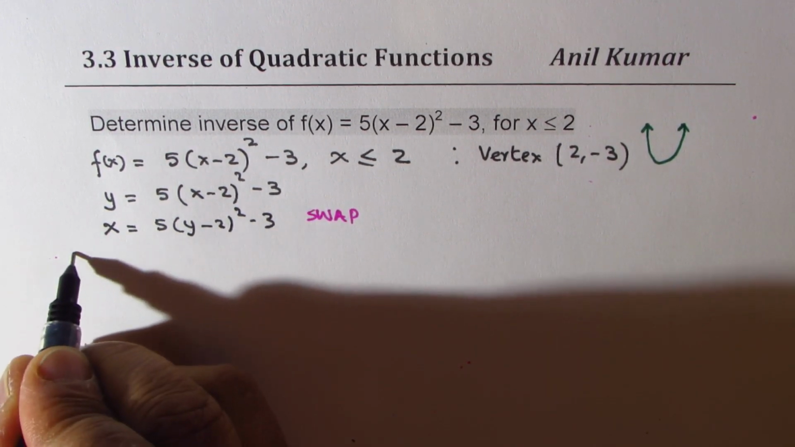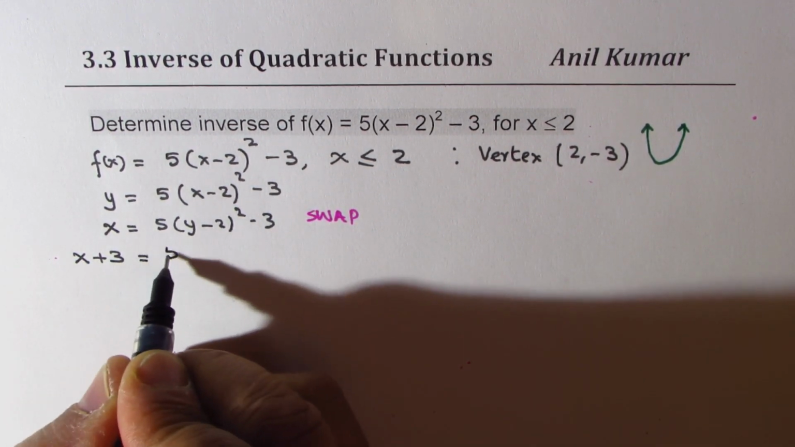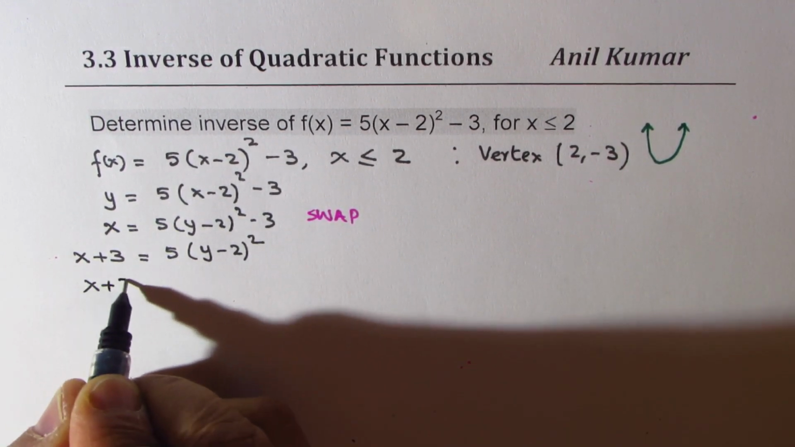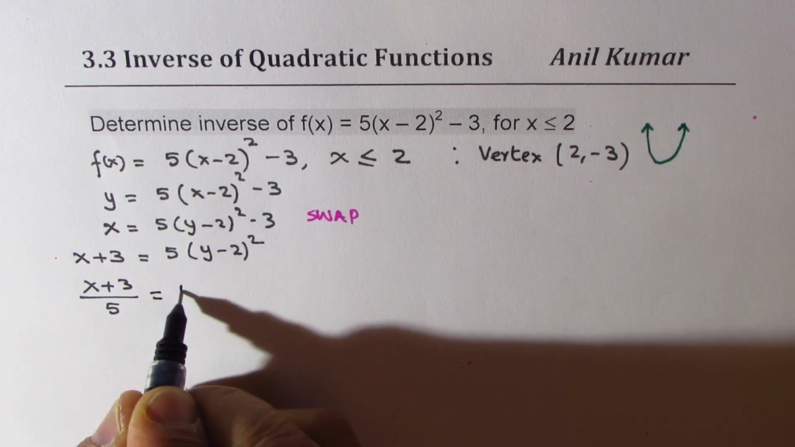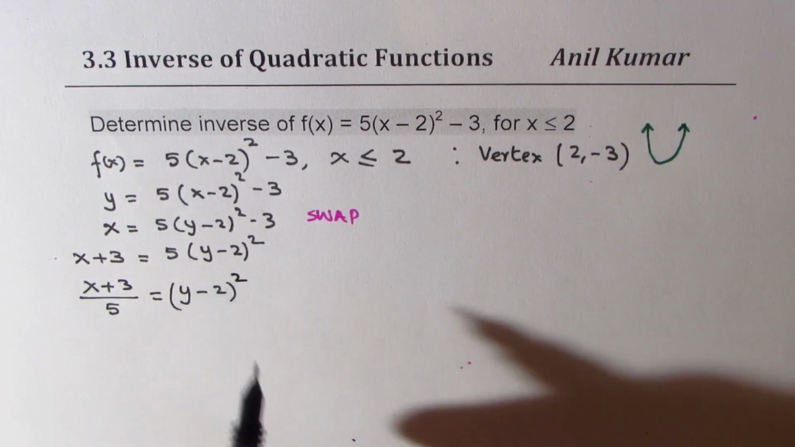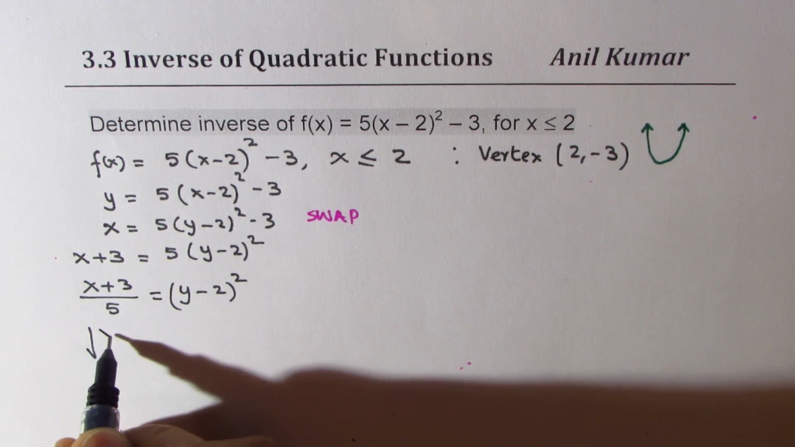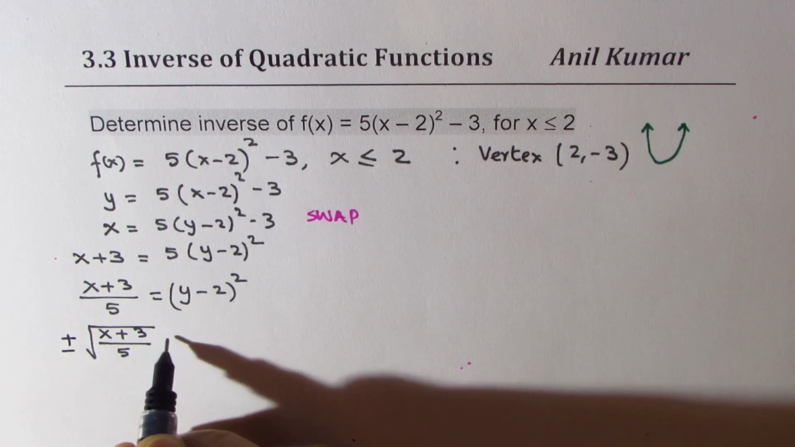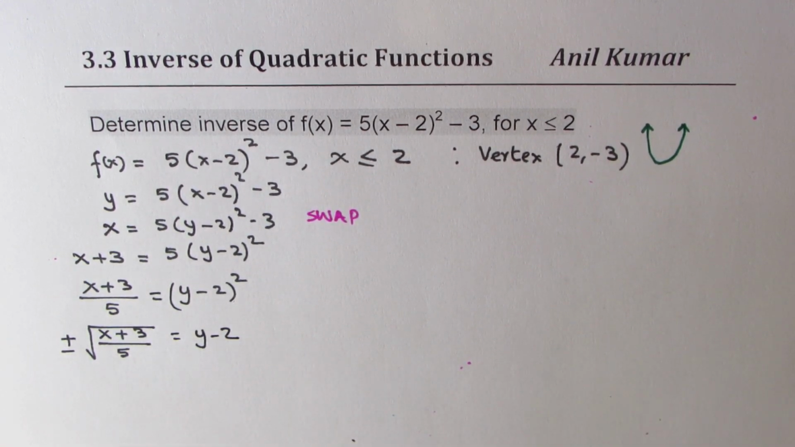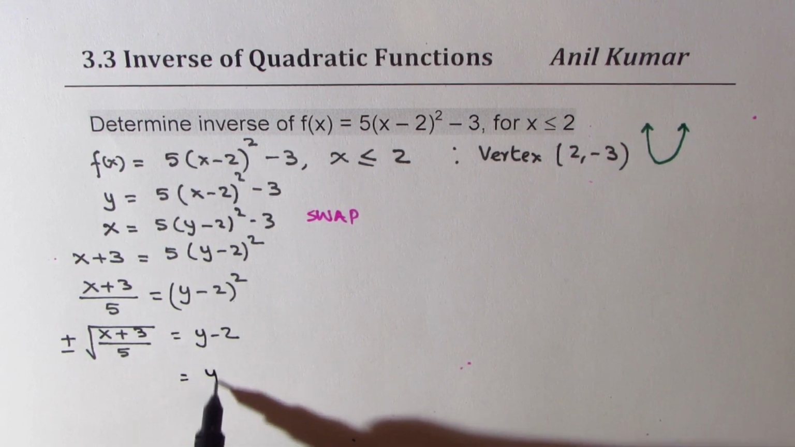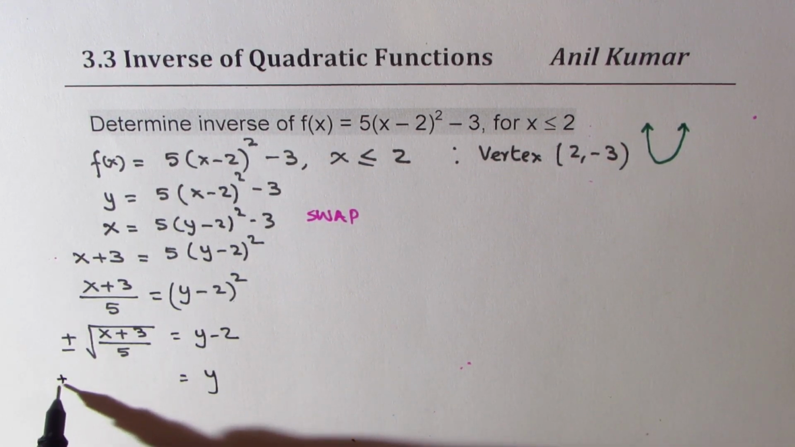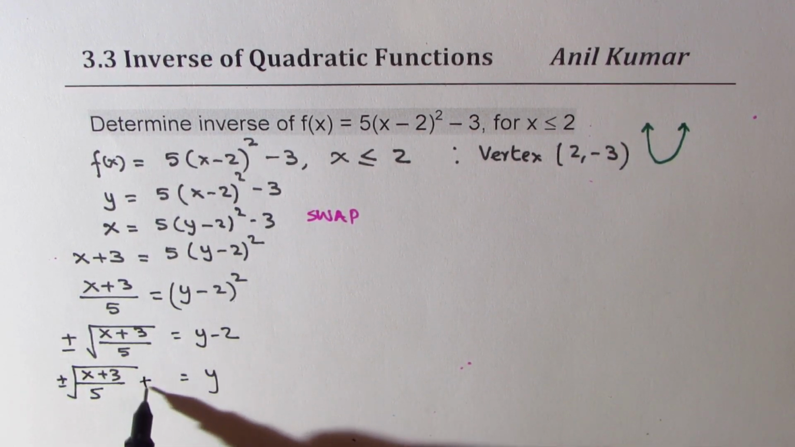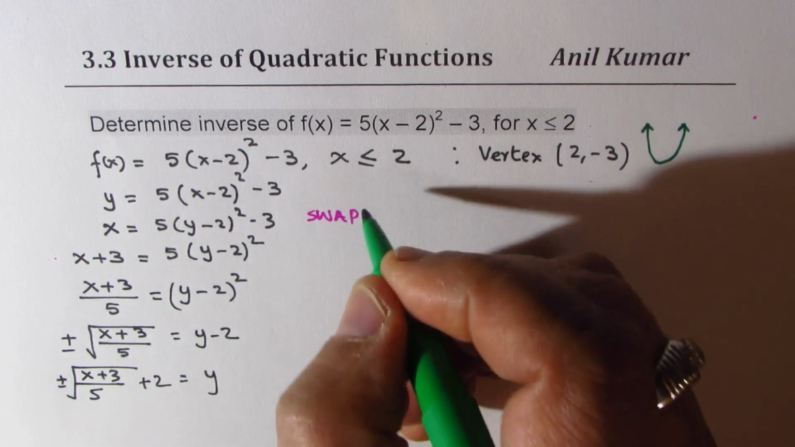So bringing 3 to this side, we get x plus 3 equals 5 times y minus 2 whole square. Divide by 5, we get x plus 3 divided by 5 equals y minus 2 whole square. Now we'll take the square root. And remember, whenever you take the square root, you should always take both positive and negative, right? Y minus 2. And now you can isolate y, which is equal to plus minus square root of x plus 3 divided by 5, plus 2. So we get the inverse.